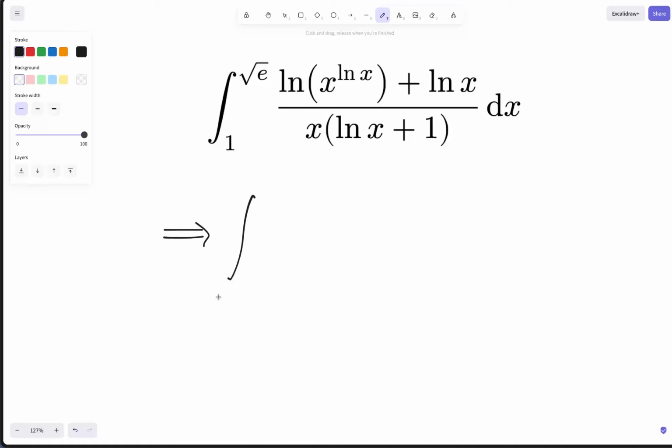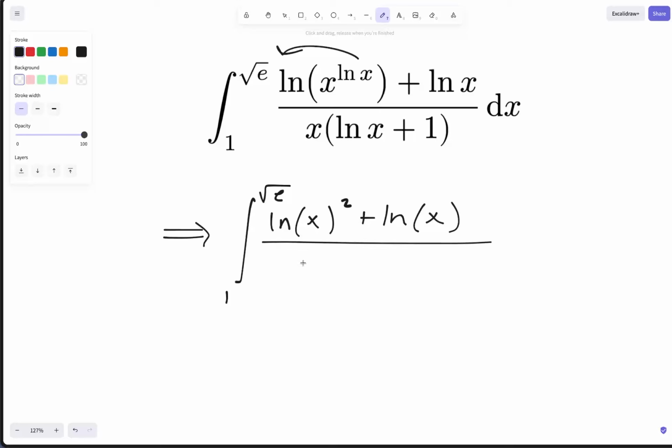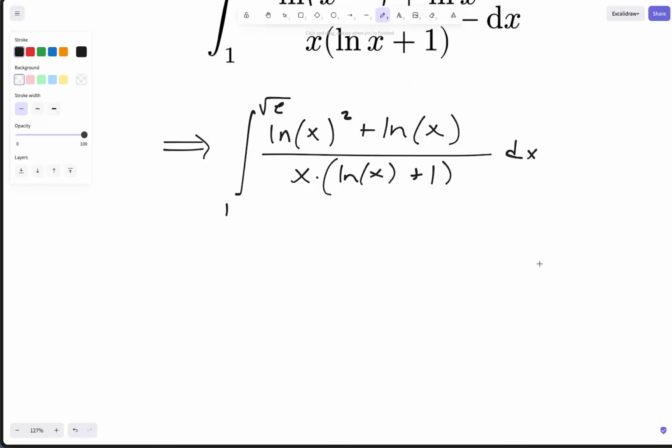So we're going to rewrite this. The integral from 1 to the square root of e, natural log of x, and this will actually become squared as we pull this out, squared plus the natural log of x, all over x times the natural log of x plus 1, dx. And now we see that we have a common natural log in both terms of the numerator.